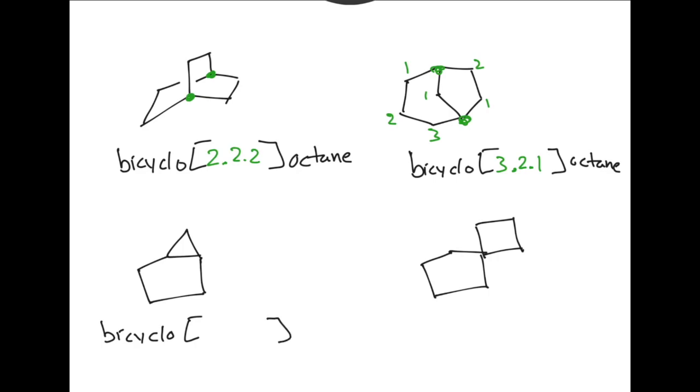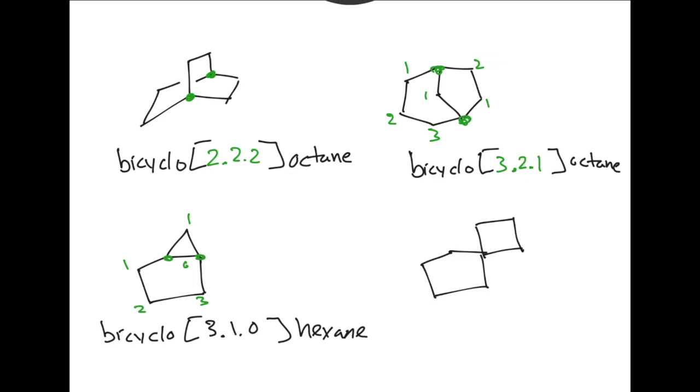Bicyclo, hexane, 3, 1, 0 seems good. So we're going shared carbon, 1, 2, 3, 1, and then no carbons in between the two shared carbons.